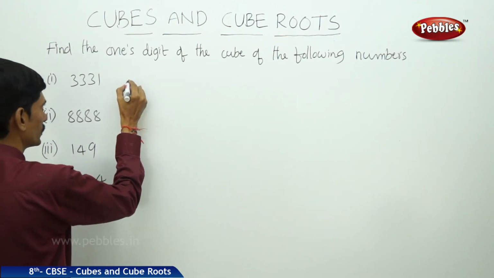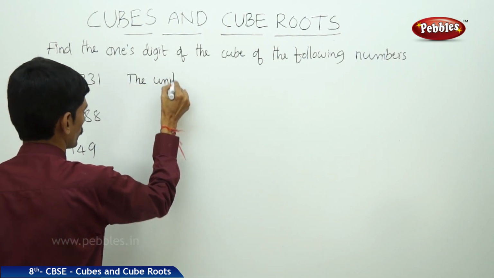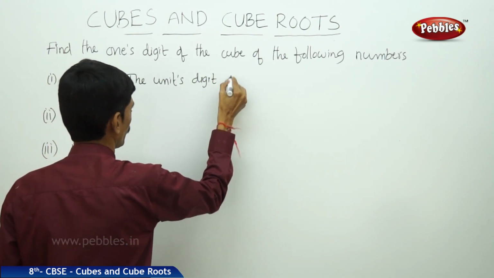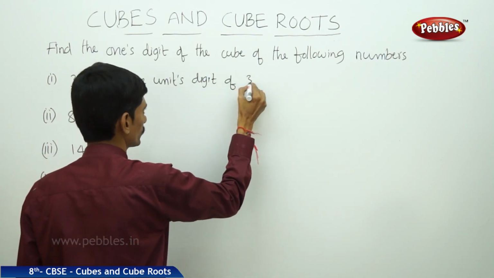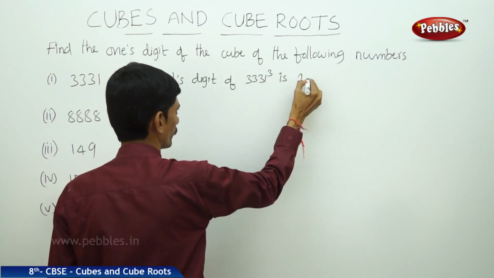So we can write that the units digit of 3331 cube is also 1.